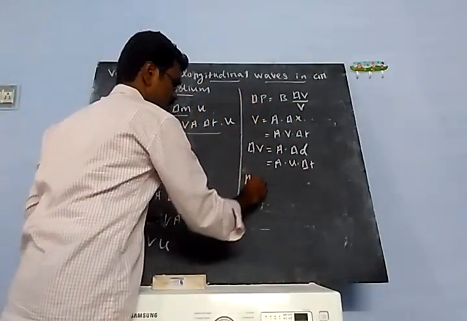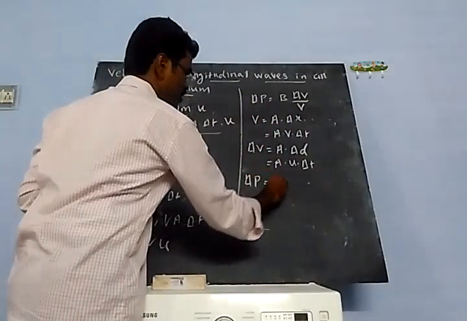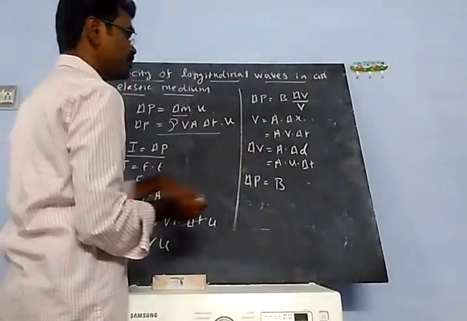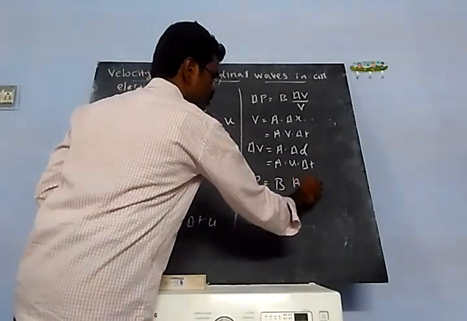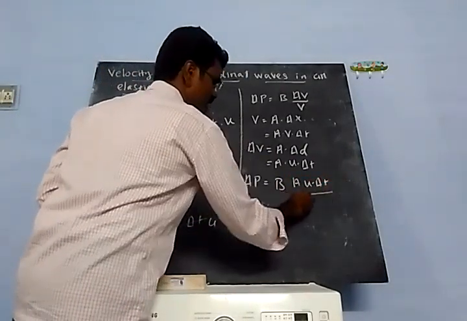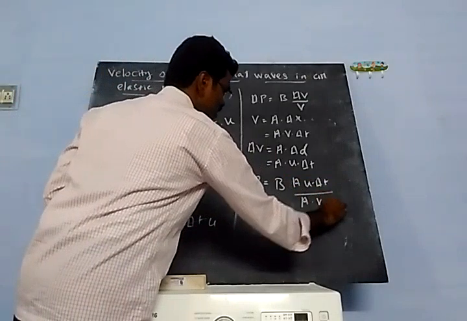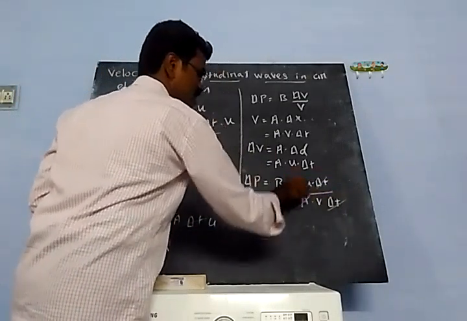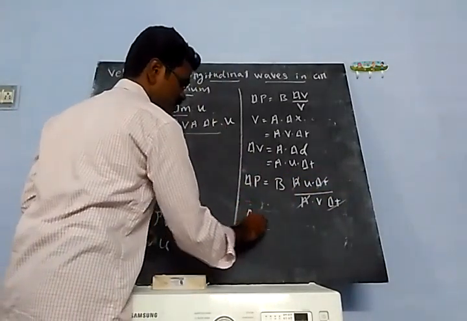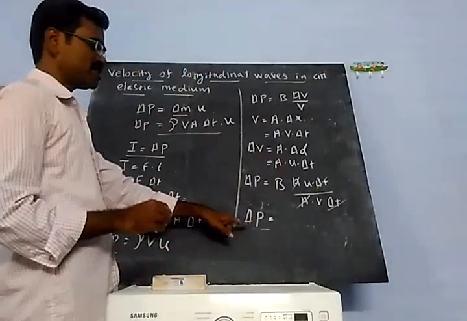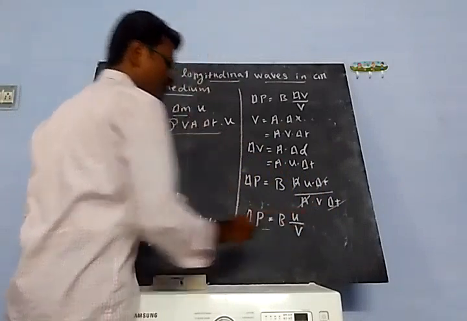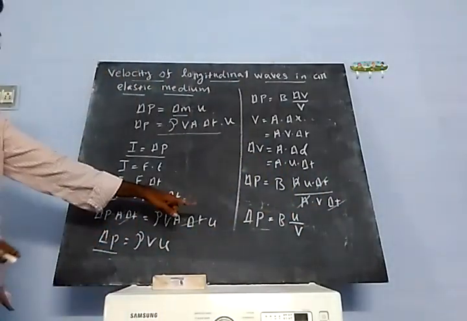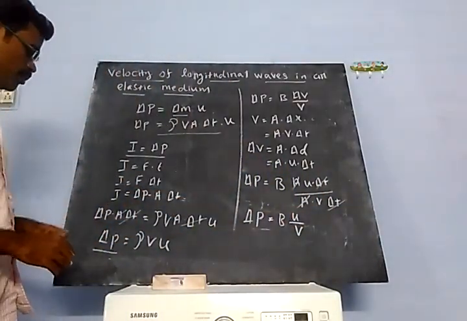So changing pressure del P is equal to bulk modulus B. B is the bulk modulus B into del V, A U into del T, divided by A V into del T. So del T cancel, A cancel. Then changing pressure del P is equal to B into U by V. Changing pressure del P is equal to B into U by V.